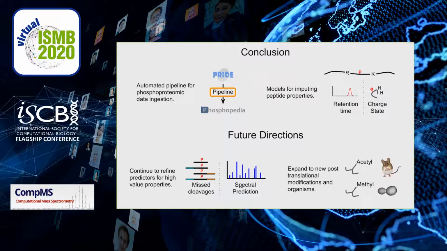In building the pipeline, we've also emphasized generality, making it simple to obtain similar databases for other post-translational modifications, such as acetylation and methylation, as well as new model organisms such as mouse and yeast. This is exciting for us because we feel this is the best way to continue to obtain peptide diversity to enhance the quality of our models.